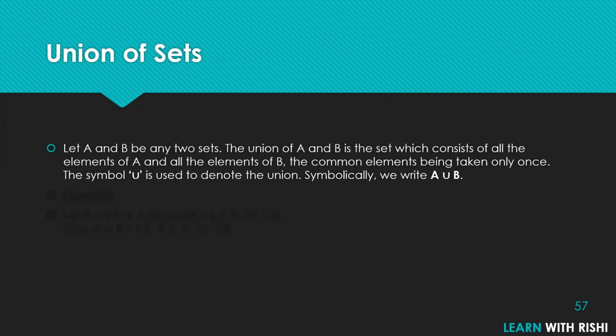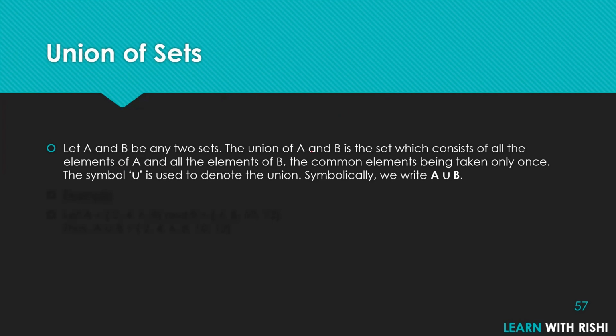So the first operation is the union of sets. What do we mean by union? First, let us consider two sets, let A and B be any two sets. The union of A and B is a set which consists of all the elements of A and all the elements of B. It's like you're adding the two sets.